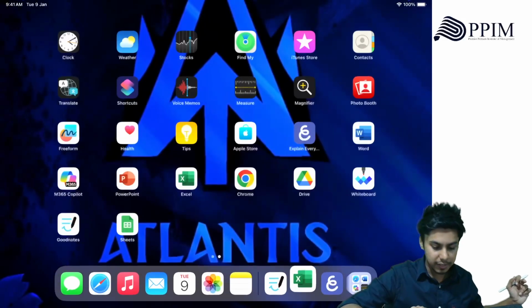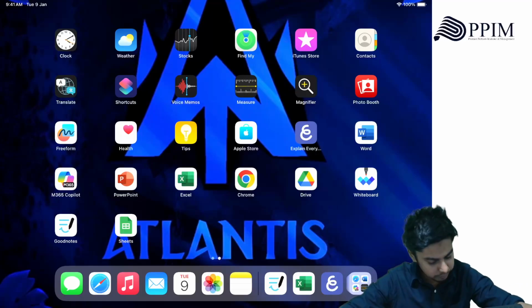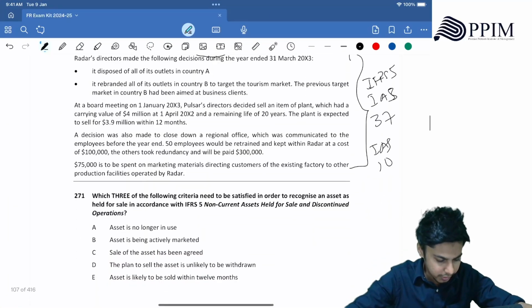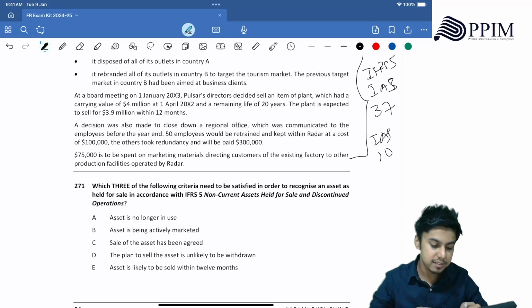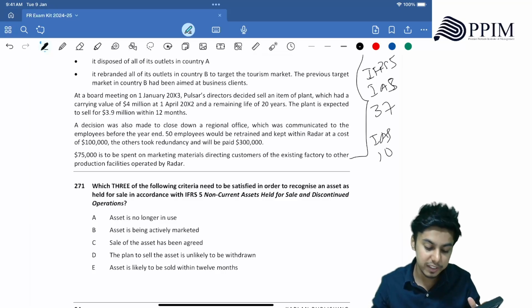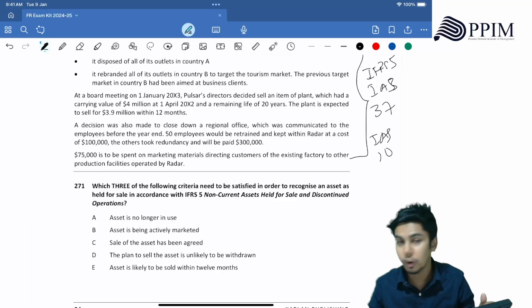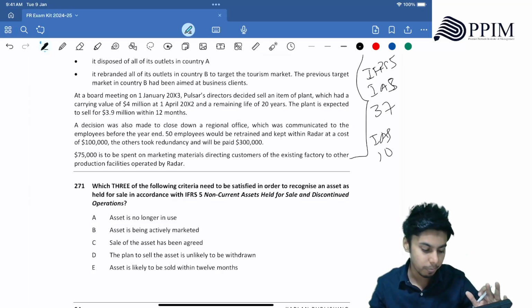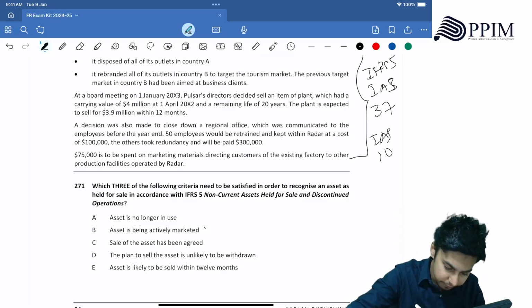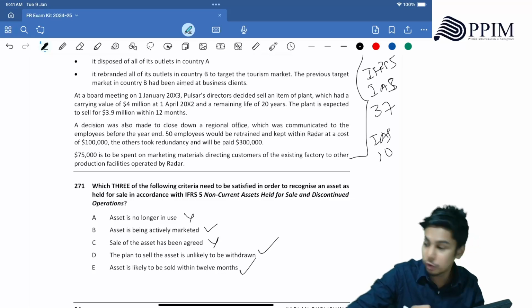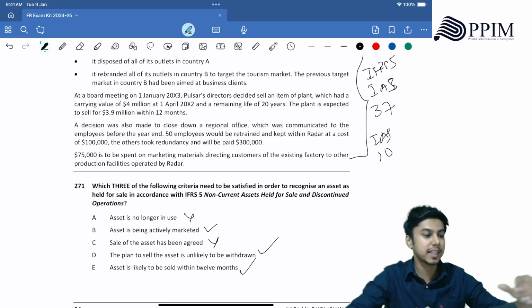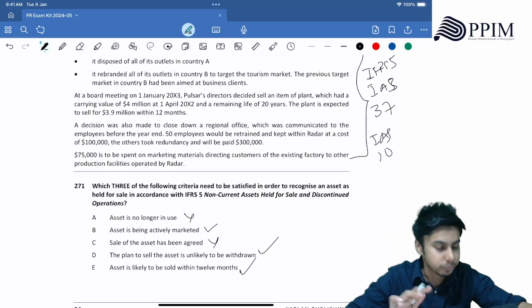Okay. Guys, now others, what we will do, let's go for this question, which is yesterday's one. Which 3 of the following criteria need to be satisfied in order to recognize an asset in accordance with IFRS 5 non-current assets held for sale? Asset is no longer in use. No, there is nothing like that in the standard. Asset is being actively marketed. Yes. Sale has been agreed. No, there is no condition that way. Plan to sell the asset is unlikely to be withdrawn. Yes. Asset is to be sold within the next 12 months, right? So these are the conditions, guys, that need to be met for it to be taken as IFRS 5 non-current assets held for sale. Okay.